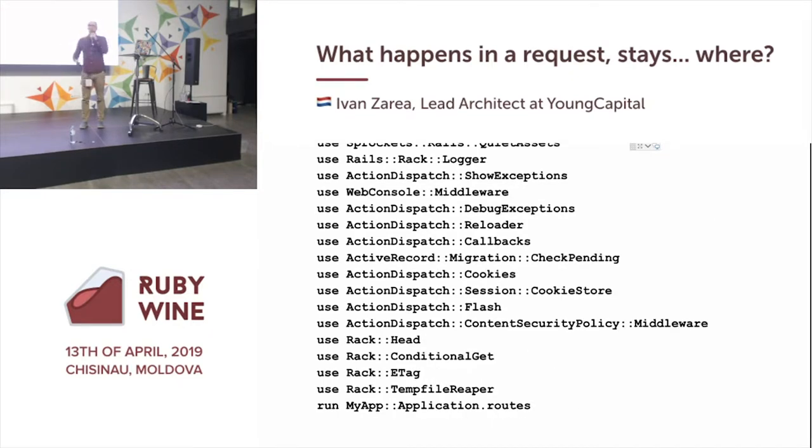All of them implement the call interface, and all of them are run within the Rails application's builder. The last one is the exit one, so the context of the middleware doesn't get passed anywhere else. We expect my app application.routes to actually return a response, as opposed to either return a response or pass it on to the next middleware. But these are the pieces of middleware for a standard Rails app.